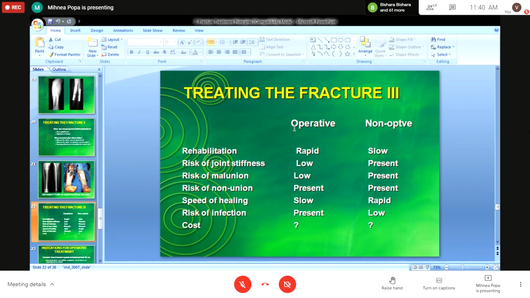The risk of infection, of course, in non-operative is much lower, because we don't open it, so it's easier to understand why they cannot evolve in most cases to infection. But in operation, of course, the risk of infection is here.